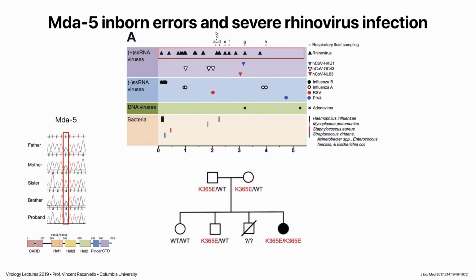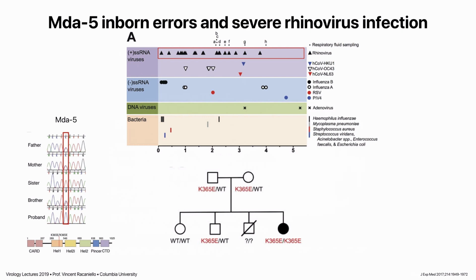And this is MDA5. It's a cytosolic helicase that recognizes nucleic acids as part of the innate immune pathway. And a single base change here in this part of the protein causes a single amino acid change. And if you look at the pedigree, here's the child, homozygous for this mutation. Parents are both heterozygous. They have no phenotype because one copy of this gene is enough for it to function as an innate sensor of infection. And one of her siblings was also heterozygous, right? So this is what you can do.